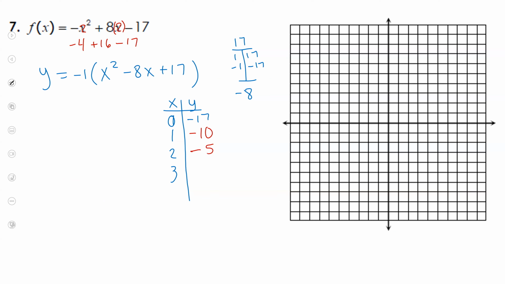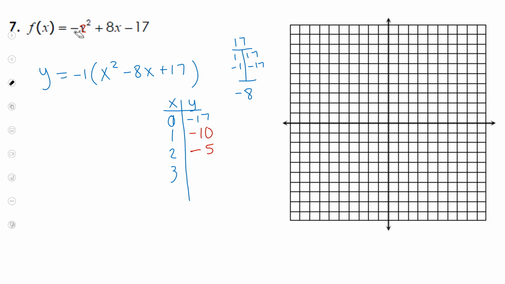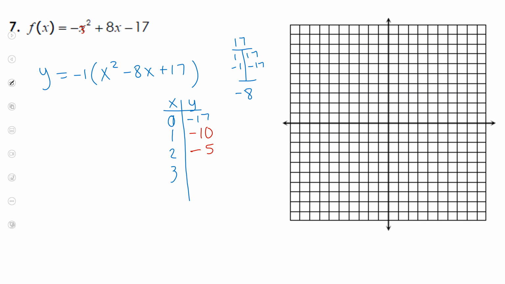All right, let's plug in a 3. So if I plug in a 3, 3 squared is 9, but this will be a -9. Plug in a 3 here, and I get 24. So let's think. 24 minus 17 is 7. -9, so -2.